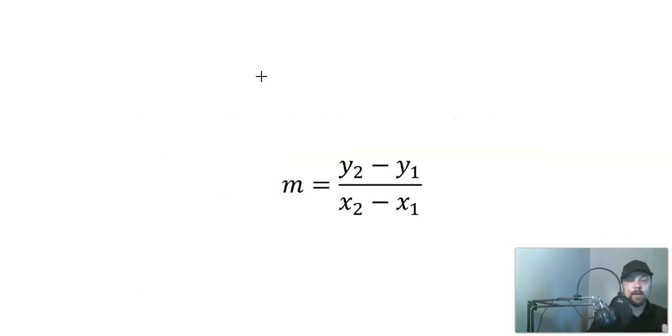So let's move on. There's our formula for slope. M equals y2 minus y1 over x2 minus x1. M is the letter that is used to represent the slope.